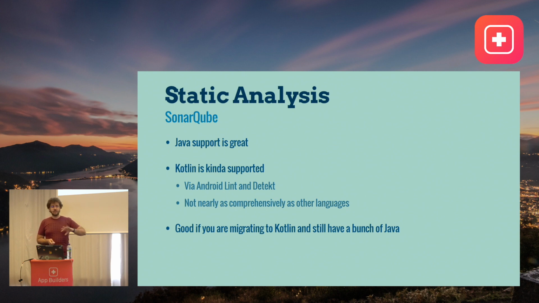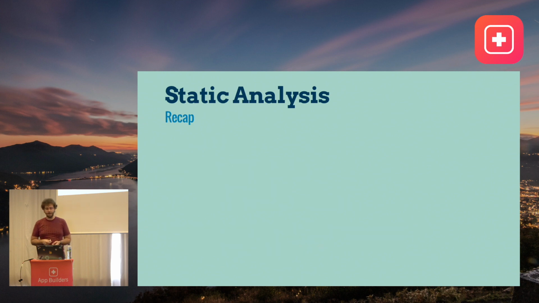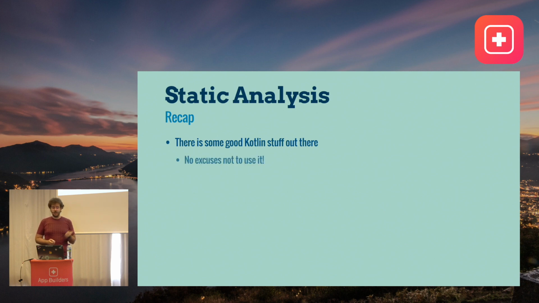Because, for example, besides all the good stuff you get on Java, you also have a unified dashboard where everything sits, and you can see at least some of the things that Android Lint and Detekt would pick up, all in the same place as Java. And you get a unified bugs count, a unified number of issues and estimations of fixing time, and so on and so forth. So it's still useful. So static analysis, what we said is there is some good stuff for Kotlin out there. There are no excuses not to use it at this point.